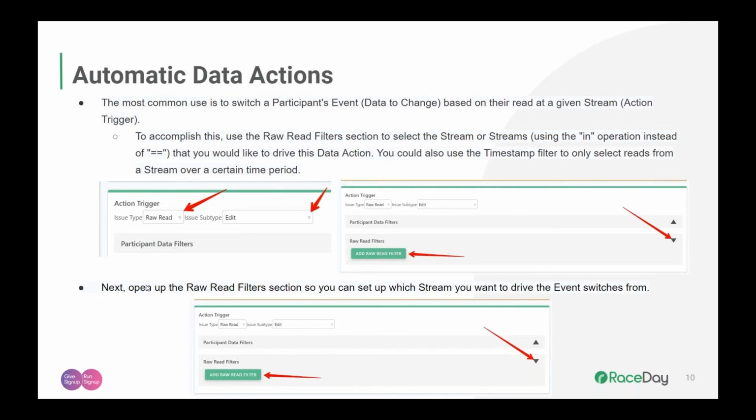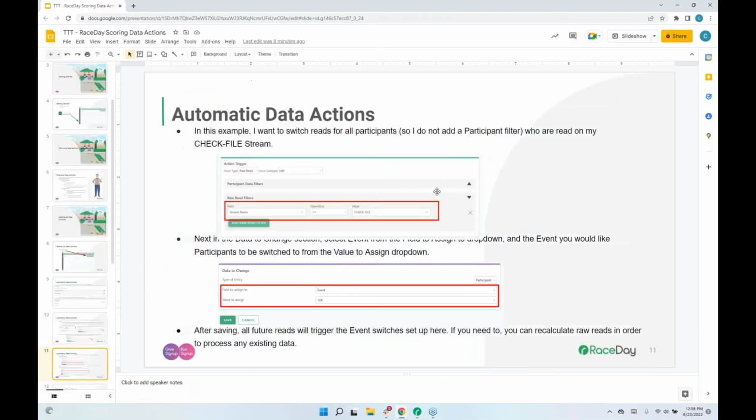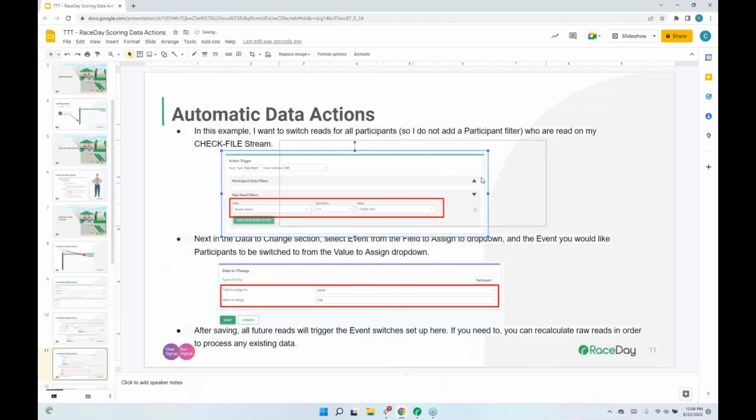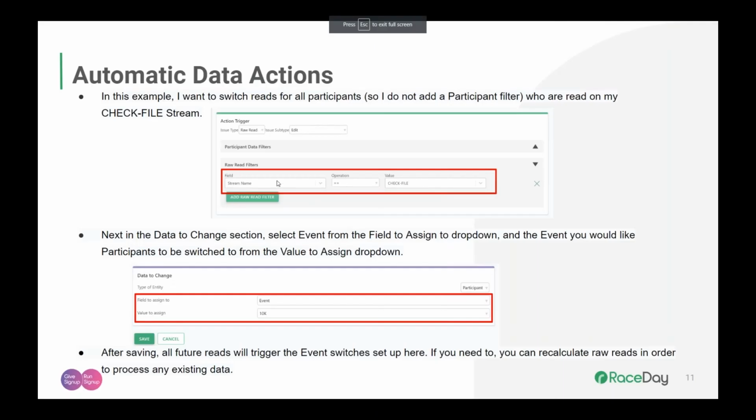Then you're going to open the raw reads filter, and you're going to set up which stream you want to drive the event switches. In this specific example, we're going to say the stream name is equal to the check file. Whatever your stream name would be is the value here. So you've got your stream name, and the stream name is check file. That's the one that we want to work.